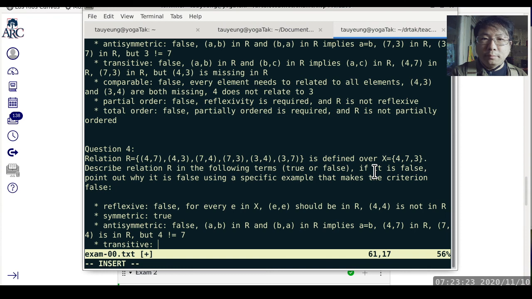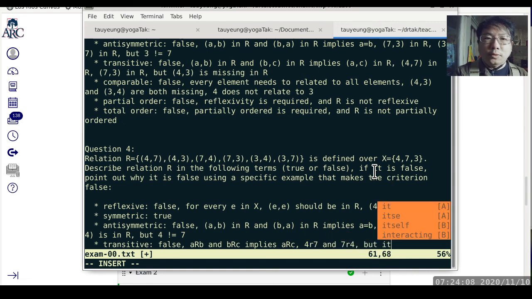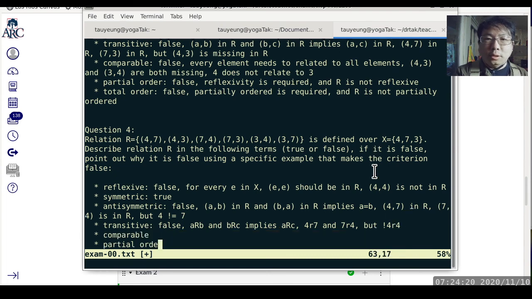It is not transitive, false. Okay, and the reason, so quote the reason first. Okay, AB in R. If you don't like typing, and I know some of you are saying all this typing is taking extra time, then you can use a shorthand. Because AB is in R, it's basically saying ARB. That's a notation. So we say ARB and BRC implies ARC. But in this case, we can see that 4R7 and 7R4, but you can use the exclamation point to mean logical negation, but not 4R4. So that's why it is not transitive.